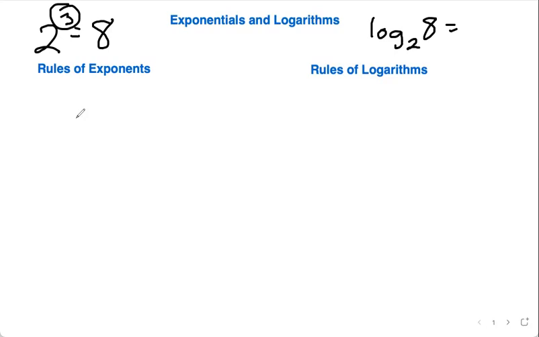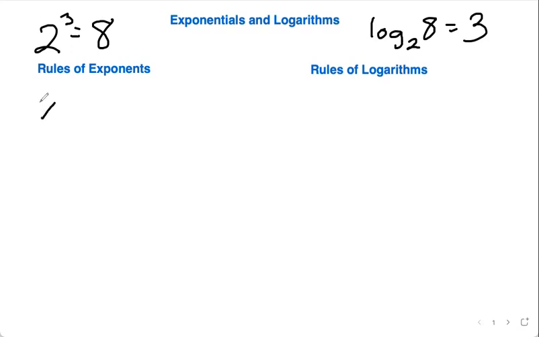The inverse of an exponential is a log. A log solves for the exponent. So here I'm reading this as 2 to what power is 8? And the answer is 3, and that's the connection between exponentials and logarithms. They're just inverses, they're opposite operations, which means rules of exponents, the opposite will be rules of logs.